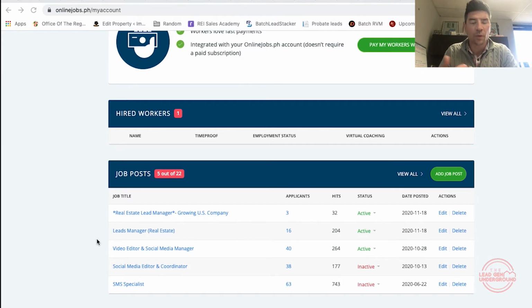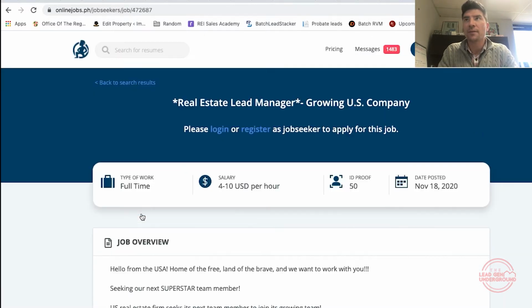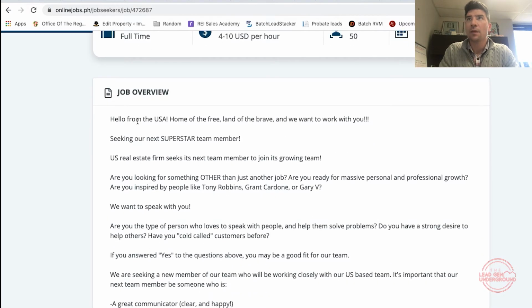But this is an important point that I like to do, which is to split test both titles and the body, see what resonates with the current pool of applicants, and then double down on that one. So let's look at the first one that's not working as well. I added some emphasis here with the stars, and then a long description: real estate lead manager. So it's very specific, and then growing U.S. company. And so here's our ad.